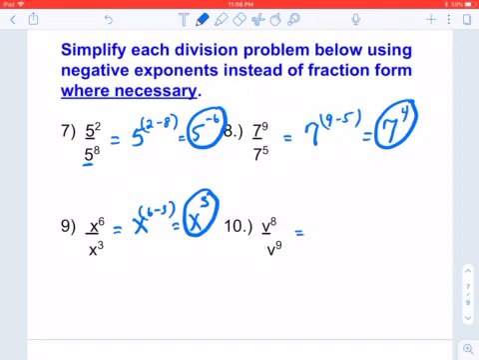And then how about number 10? Do we have more powers in the top or the bottom? More in the denominator. So normally, if we were to keep our exponent positive, we'd have a fraction form, but we're not going to do that. We're just going to subtract the exponents. So we're going to do v to the 8 minus 9 power. That's going to give us v to the negative 1. We're writing that with a negative exponent because it would have been one that came out in fraction form.